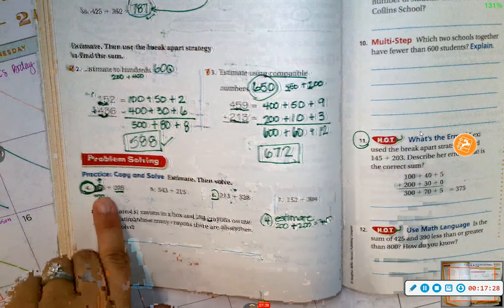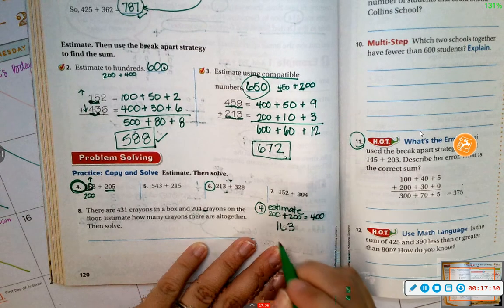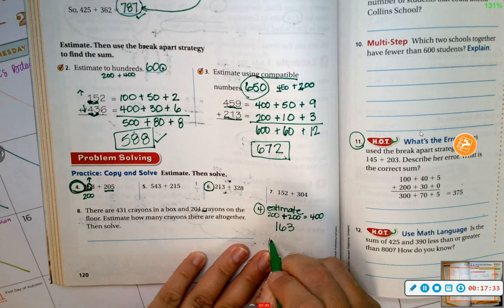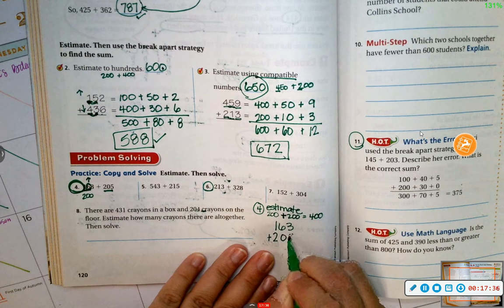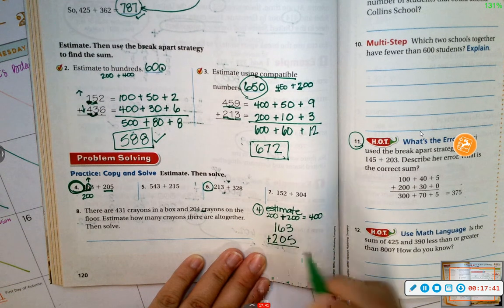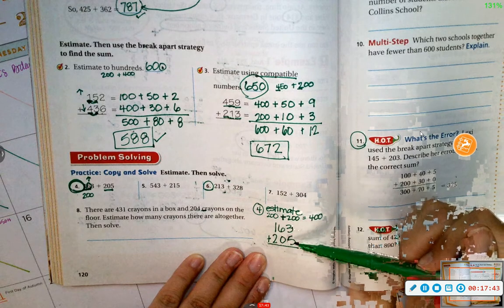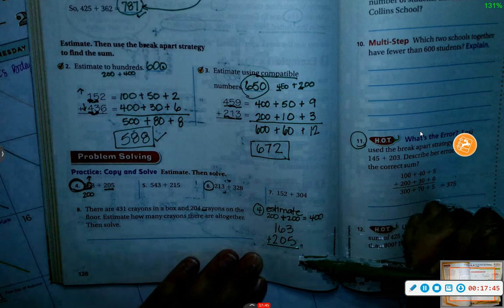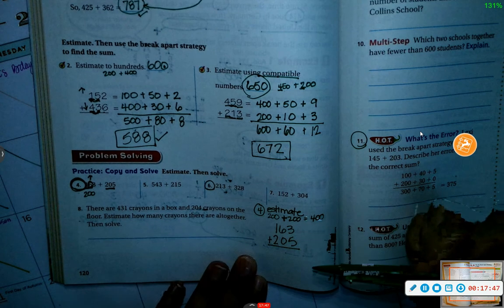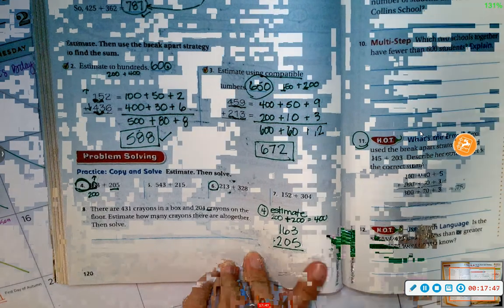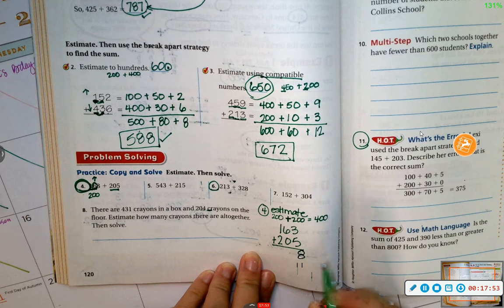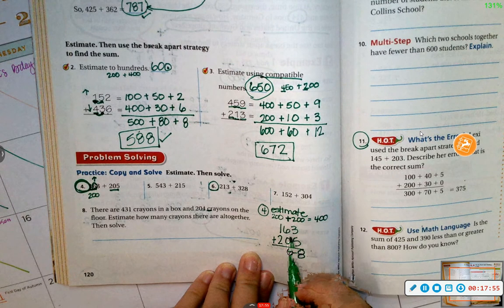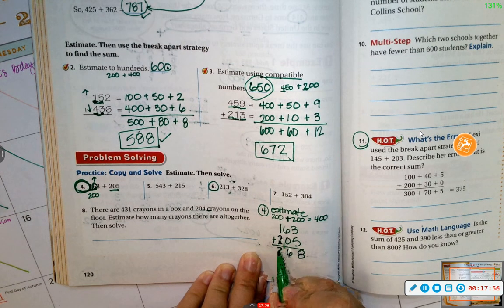Now we're going to add and see what we get. 163 plus 205. Now when you're rewriting these problems, it's very important that you write neat and make sure that your place values are lined up. If they're not lined up correctly, you will get the problem wrong. Okay, so 3 plus 5 is 8, 6 plus 0 is 6, and 1 plus 2 is 3.